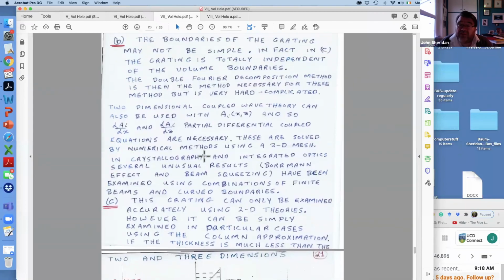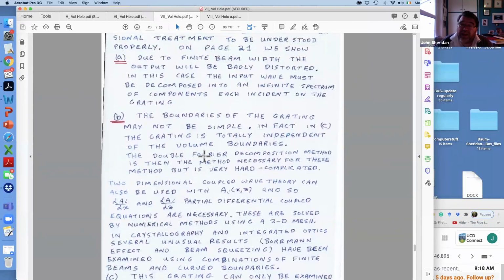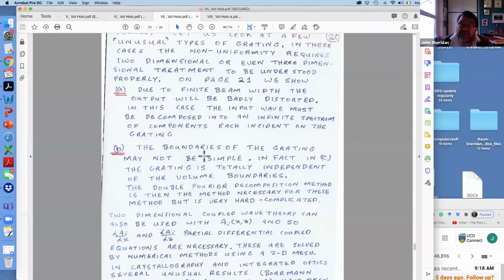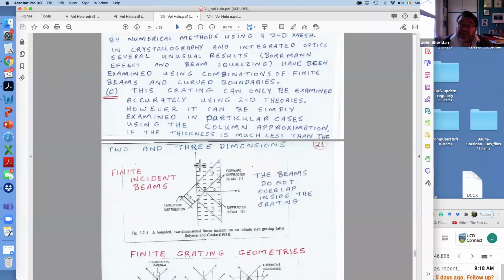So finite beams and infinite gratings give rise to a whole set of issues that we have to be aware of if we use a finite beam to replay an infinite grating. We're going to get, if you'd like, diffraction effects, which in a sense are produced by the fact that we have a finite replay beam.